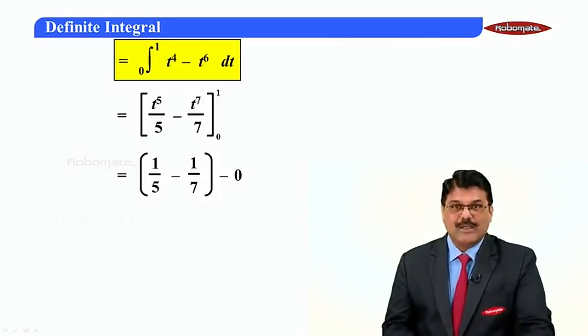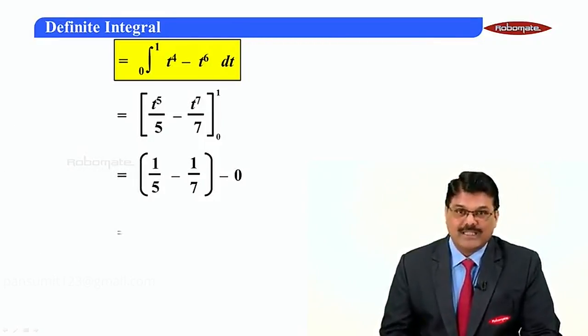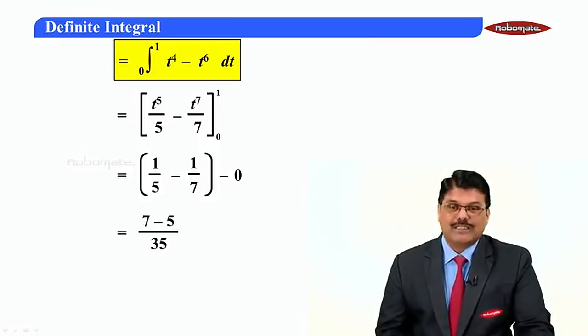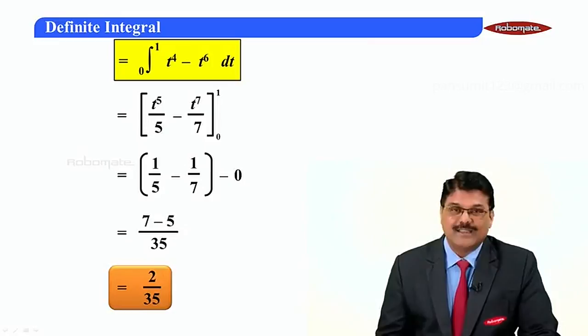Let us solve this. 1 by 5 minus 1 by 7. So, by cross multiplication, we will get 7 minus 5 upon 35. That is 2 upon 35 is the last answer.